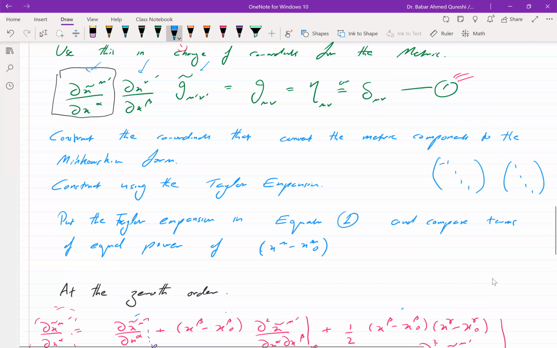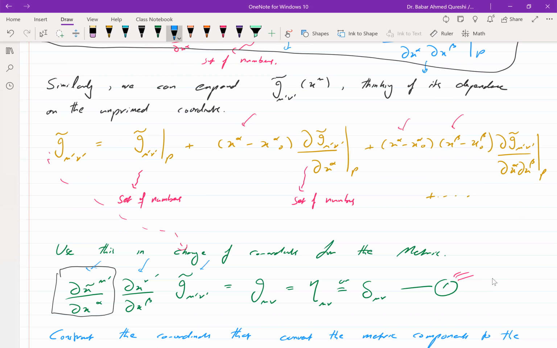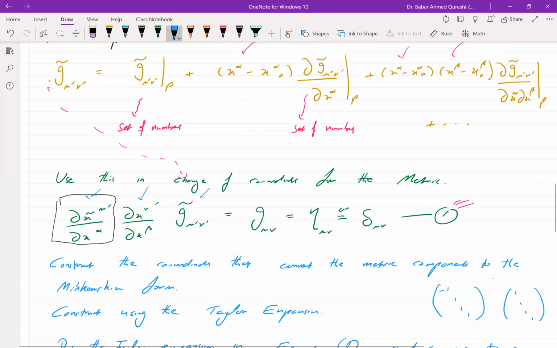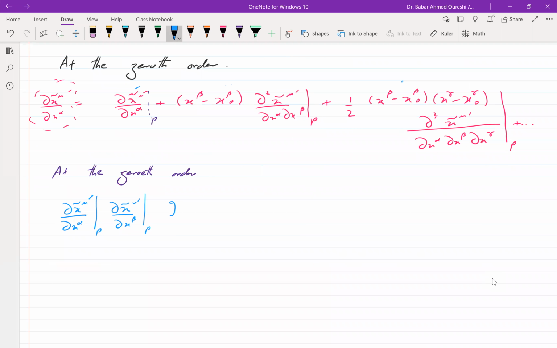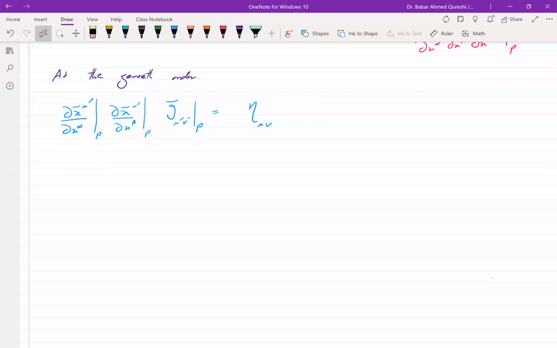And similarly in G, I must not include any of these guys, just the first where there's no x. So I get G tilde evaluated at a point, and this has to be put equal to eta mu nu. Now this equation I have to solve, or I have to make sure that this is satisfied. So here I start counting.